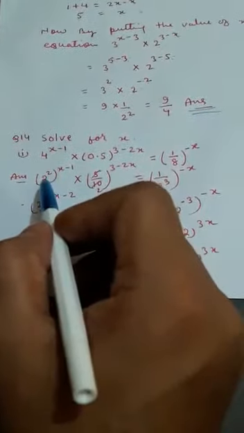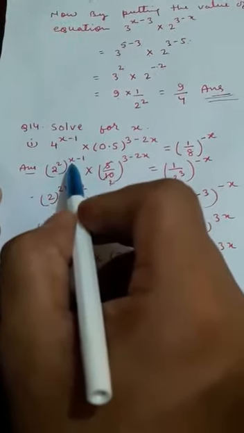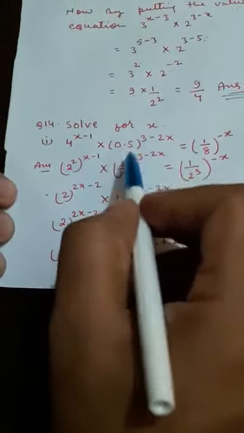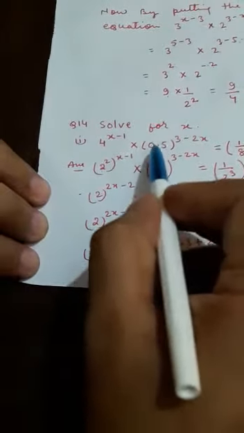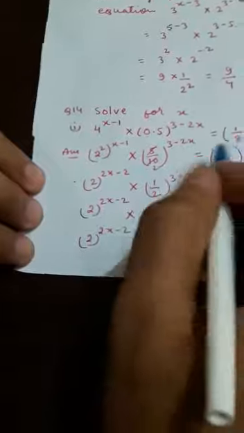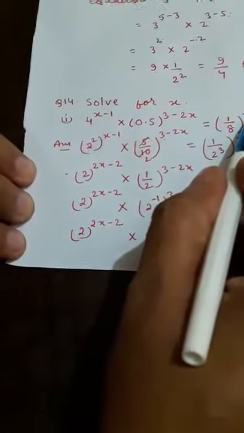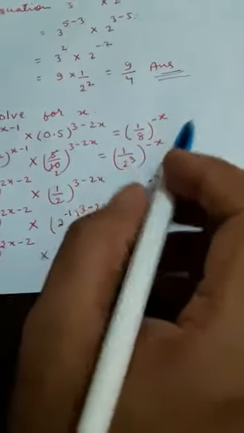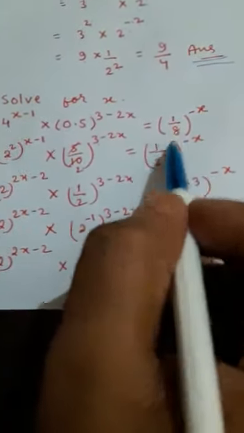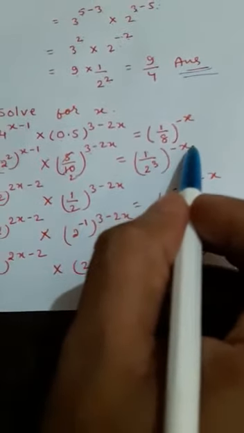Let us see. We will write down 4 as (2 power 2) whole power x minus 1. It is given, in place of 0.5 we can write down 5 by 10, whole power 3 minus 2x, it is already given equals to. Here the power is in the negative form. So first we will convert it like this: 1 by, in place of 8 we will write down (2 power 3) whole power minus x.